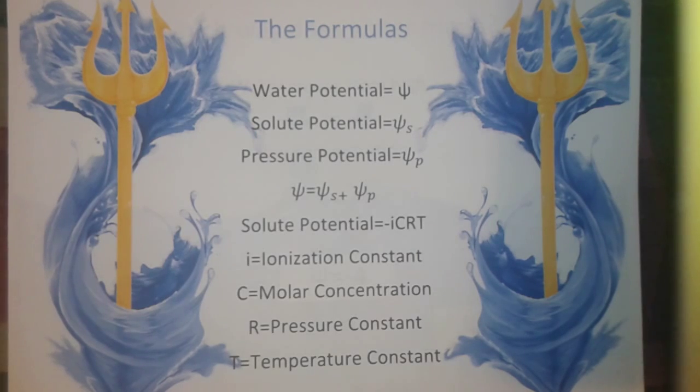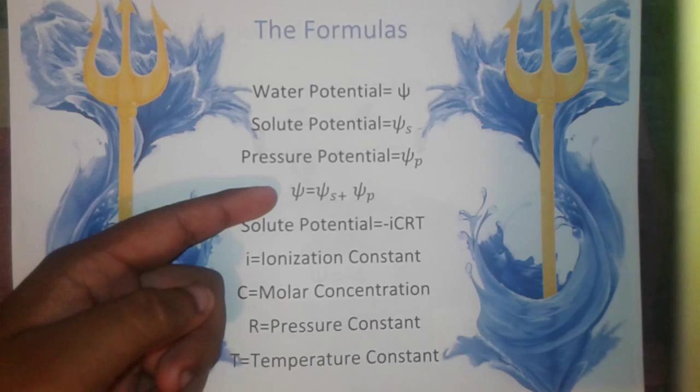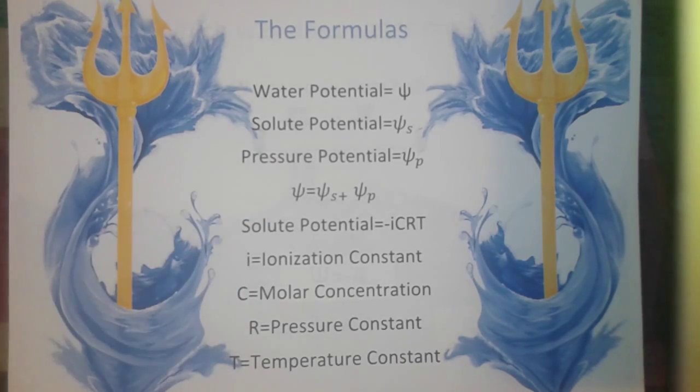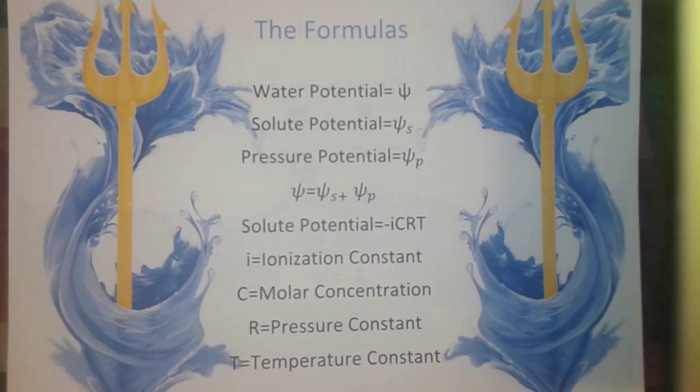The formula you need to find water potential is solute potential plus pressure potential, as shown in this equation right here. To find solute potential, you will need this formula: negative times I times C times R times T, where I is the ionization constant, which is the number of particles broken down by water in a solution. Such as NaCl will be broken down into 2 particles, and glucose, which is a sugar, cannot be broken down by water and will stay as 1 particle.